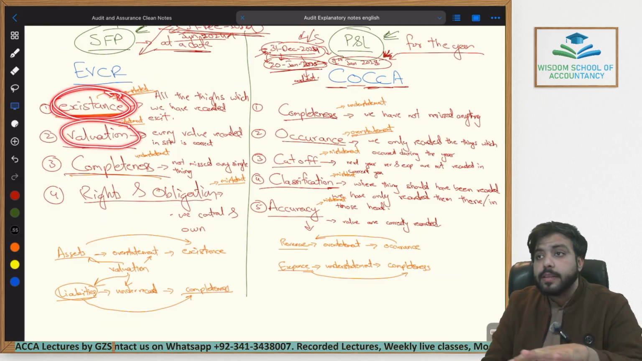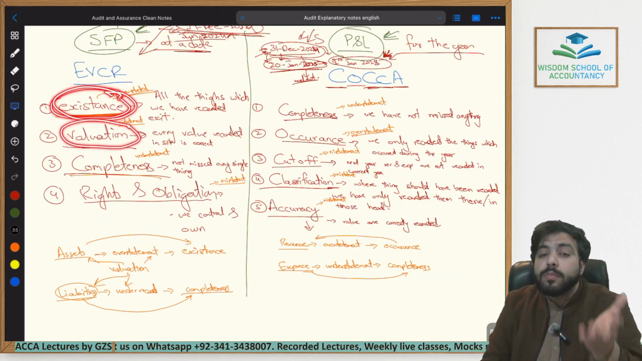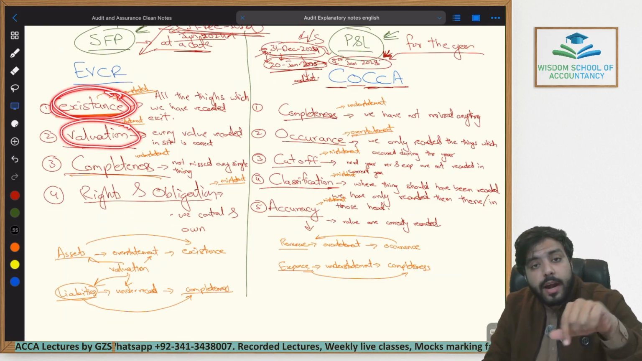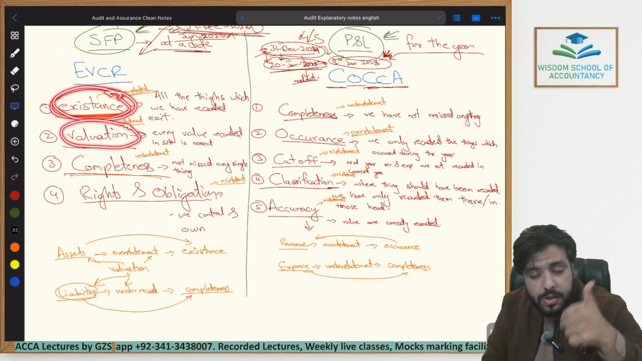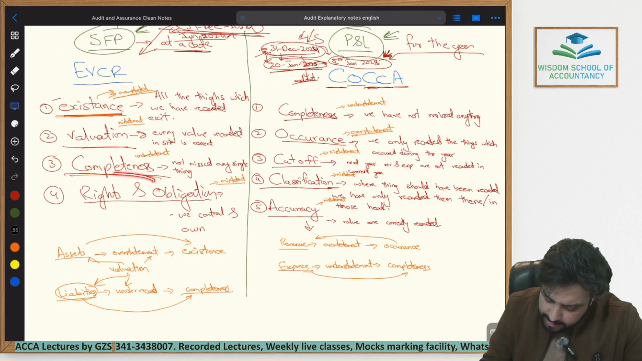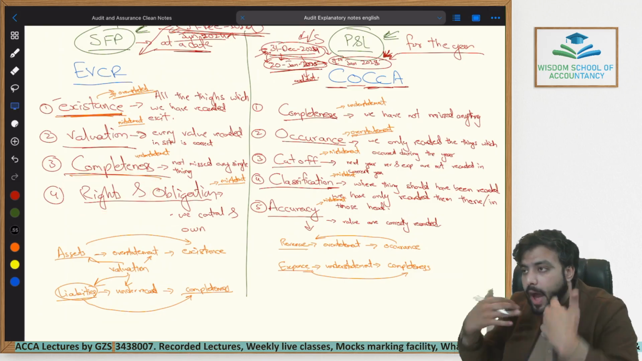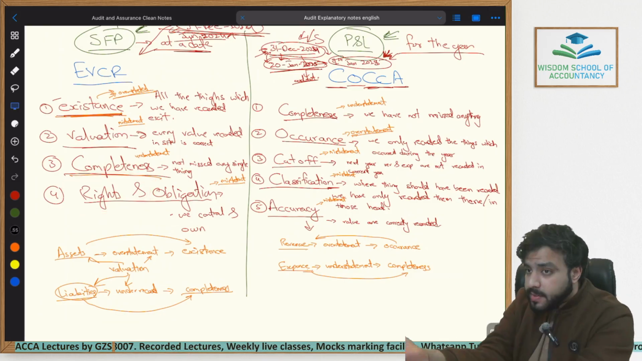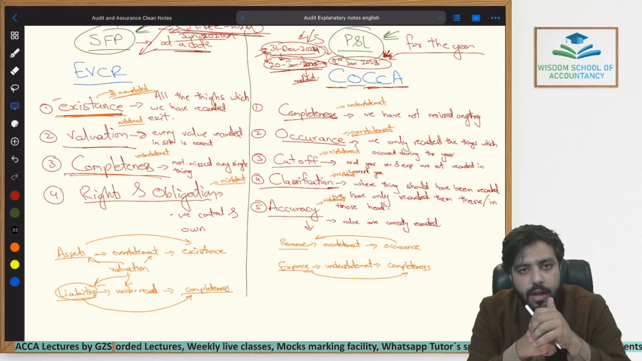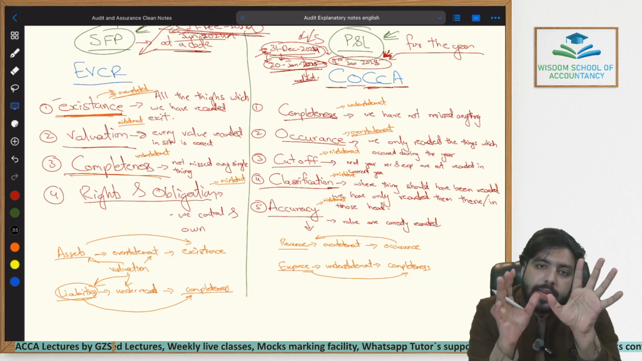Valuation is about whether the value might be incorrectly recorded. Mostly management would want to overstate the value of receivables so that they can get a better financial image of the statement of financial position. So this is an assertion we will have to verify. Finally, rights. Do they actually have the rights? Have they actually sold something to this customer against which this receivable has been recorded? So this is how we will create the procedures.